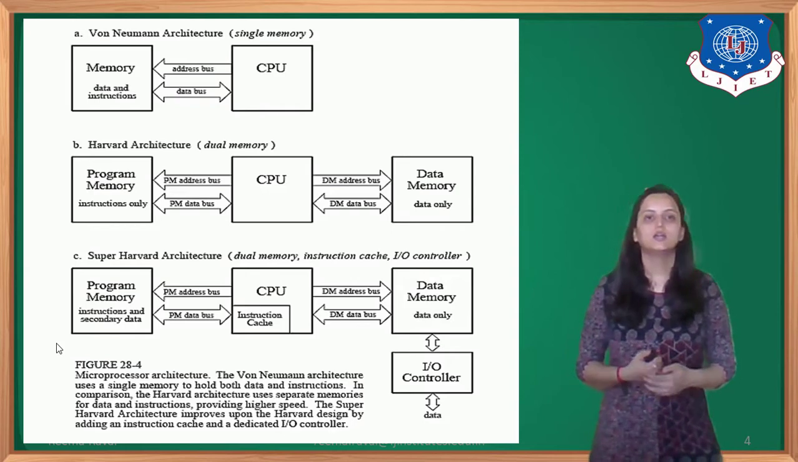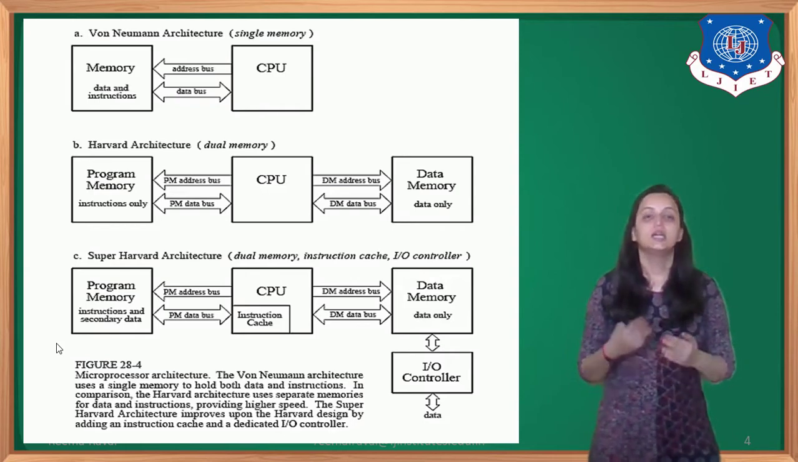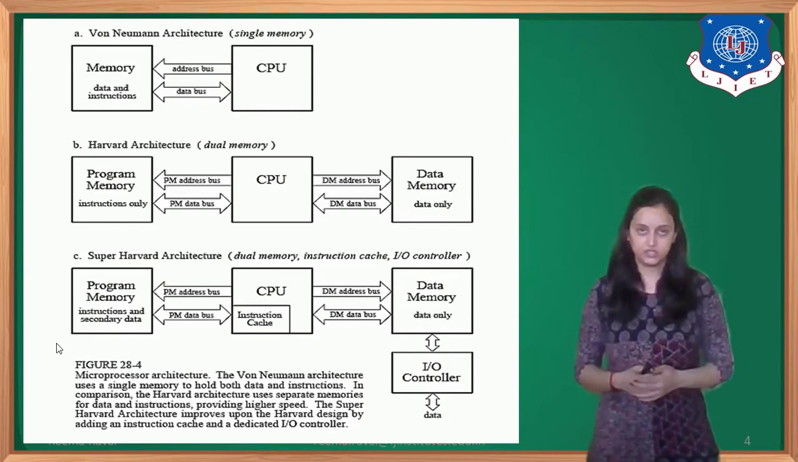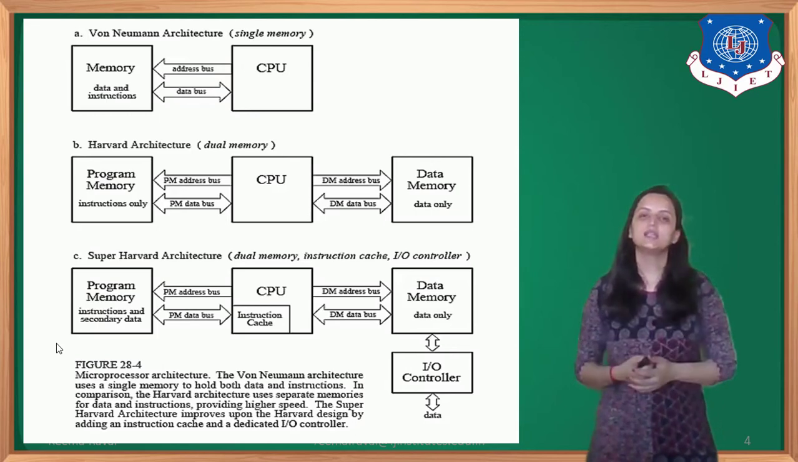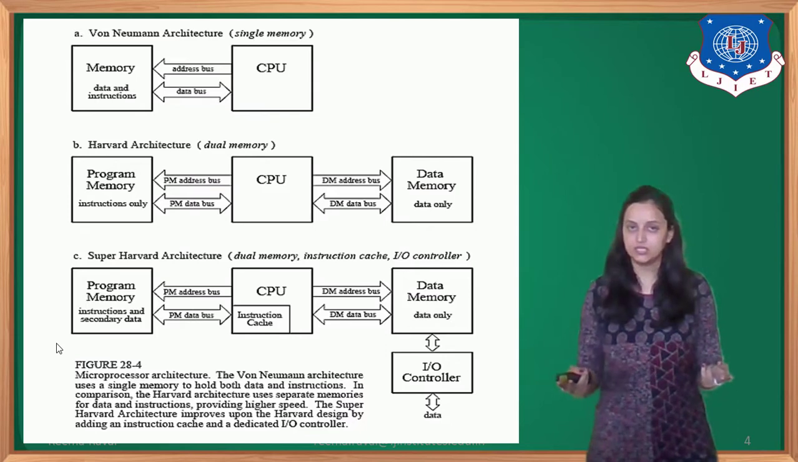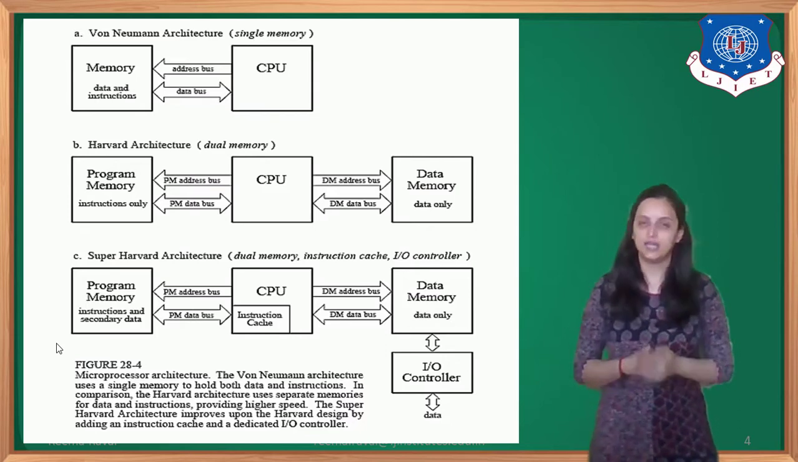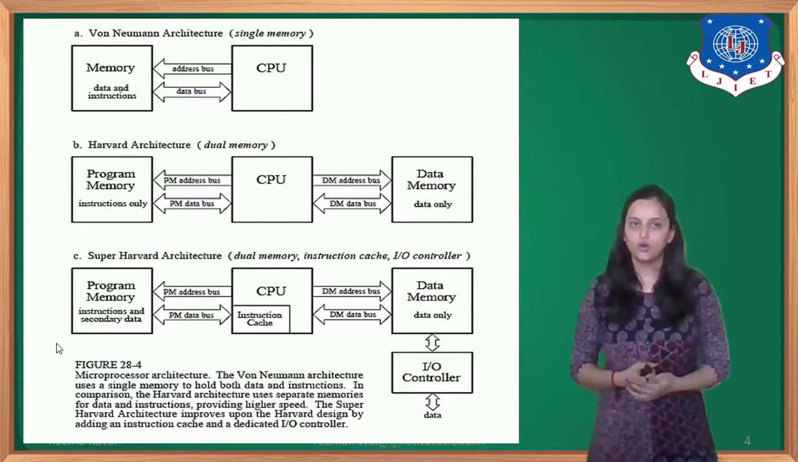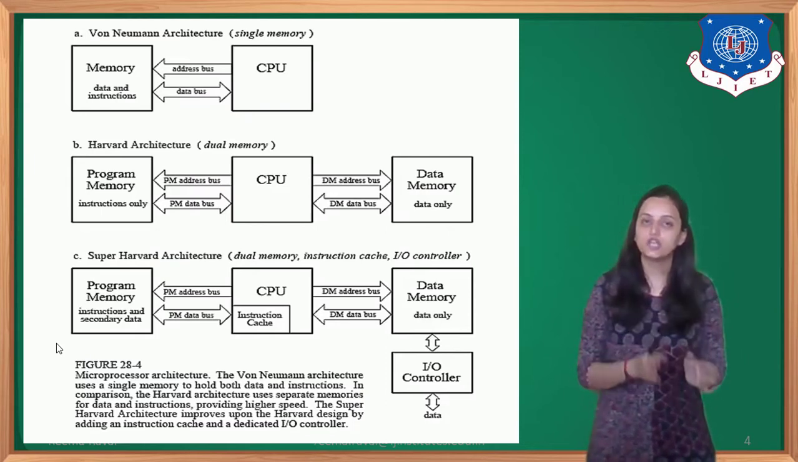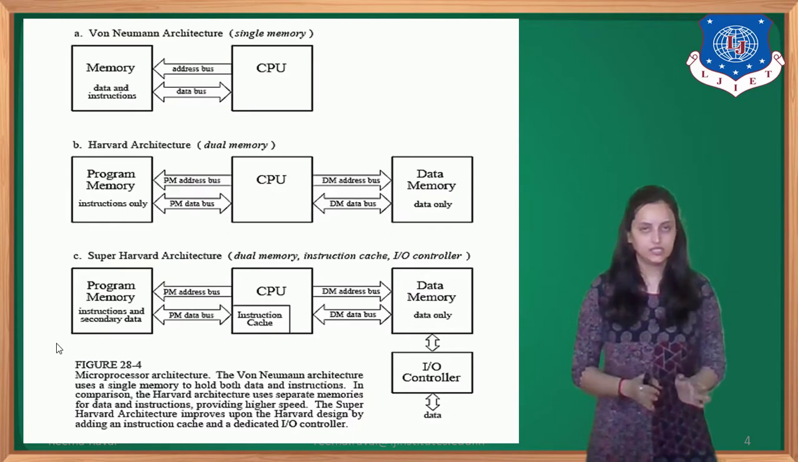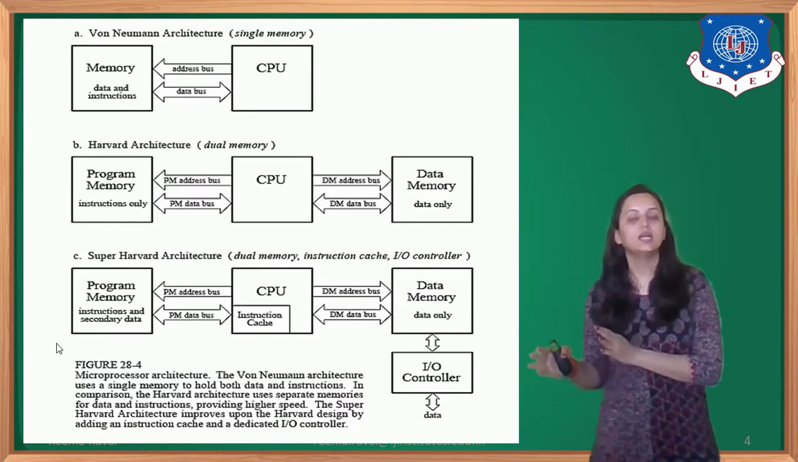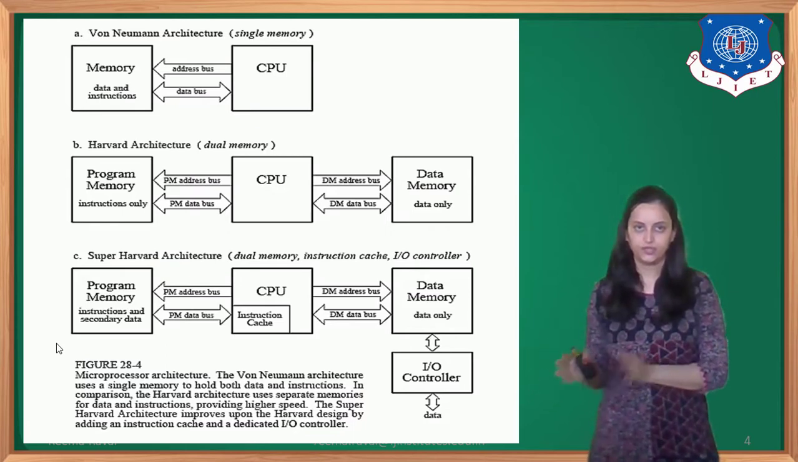Next is Harvard architecture. It is also referred to as the dual memory structure. As you can see in figure B, which is the Harvard architecture, there are two separate memories: the first for program memory and the second for data memory. In program memory, only instructions are stored, whereas in data memory, only data are stored.